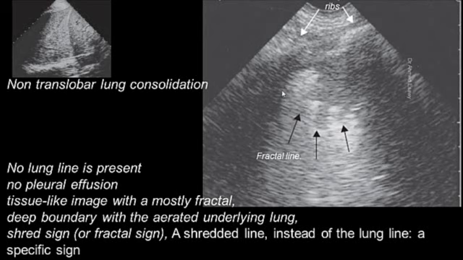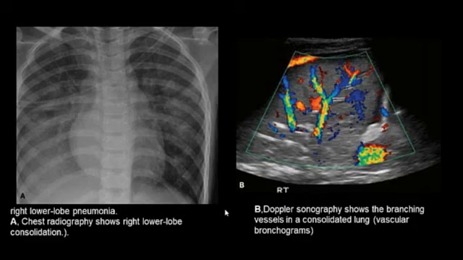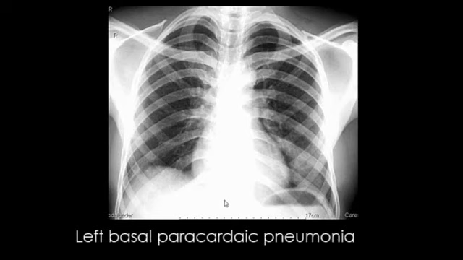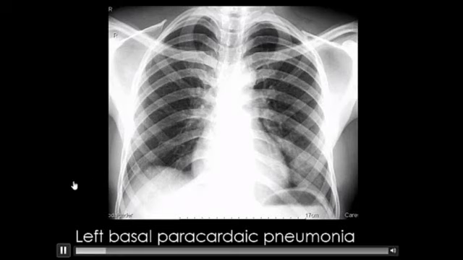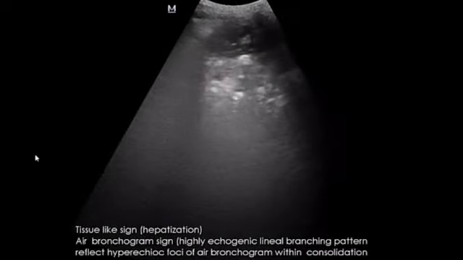This is an example of lung consolidation with tissue-like sign, air bronchogram, and so on. This is another sign called the vascular bronchogram: branching vessels in consolidated lung. So we have three types of bronchogram in cases of pneumonia and lung consolidation: air bronchogram, fluid bronchogram, and vascular bronchogram. Here is right lower lobe pneumonia. This is an example of a true case of left basal pneumonia.